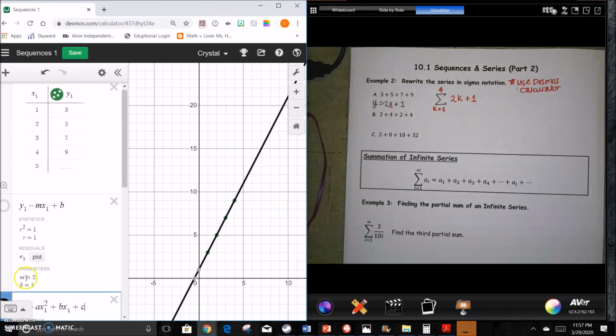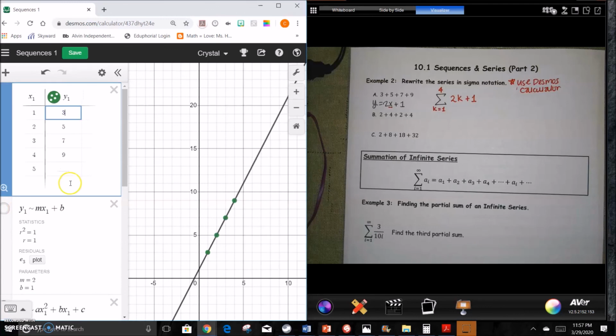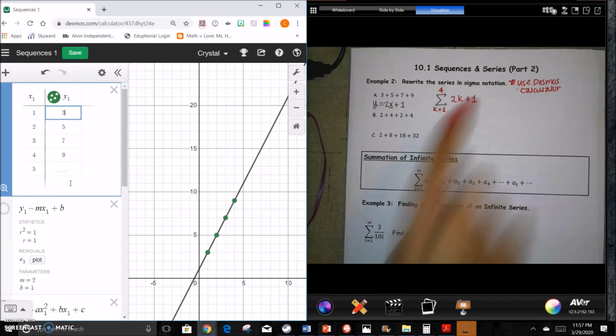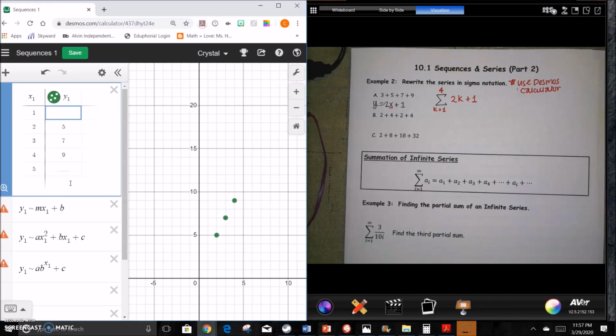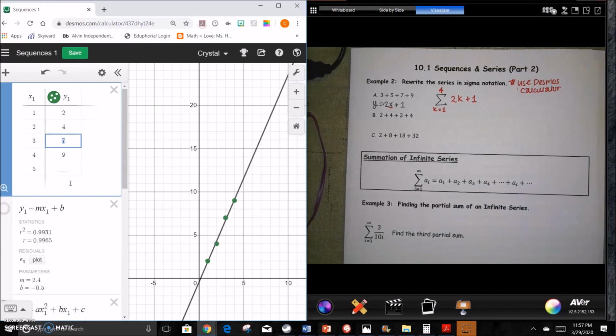Okay, I'm going to do the same thing for b. b has numbers 2 plus 4 plus 2 plus 4. Okay, I'm not asking you to add those numbers together. No, that's not what I'm asking you to do. I'm asking you to find the series, okay, the notation for it, sigma notation. So that includes finding the equation for the sequence of numbers that's given.